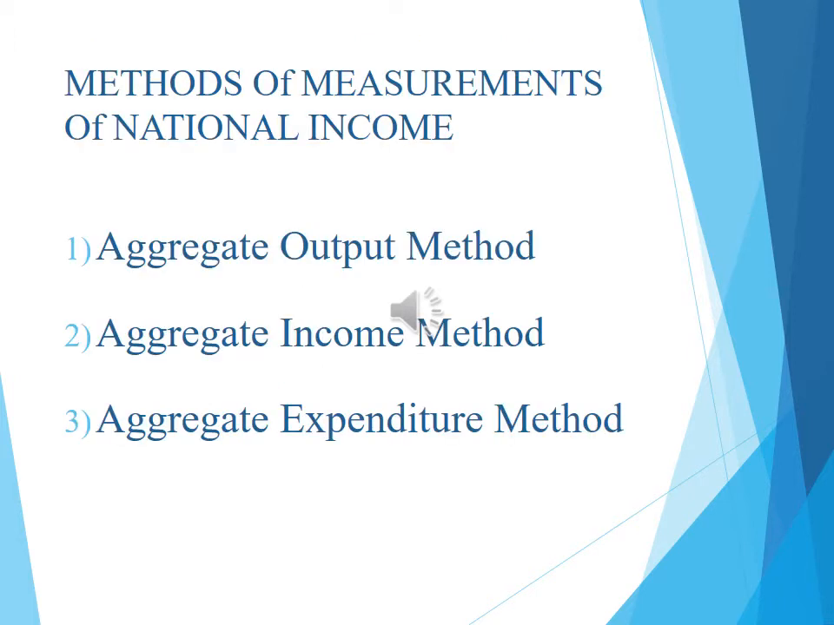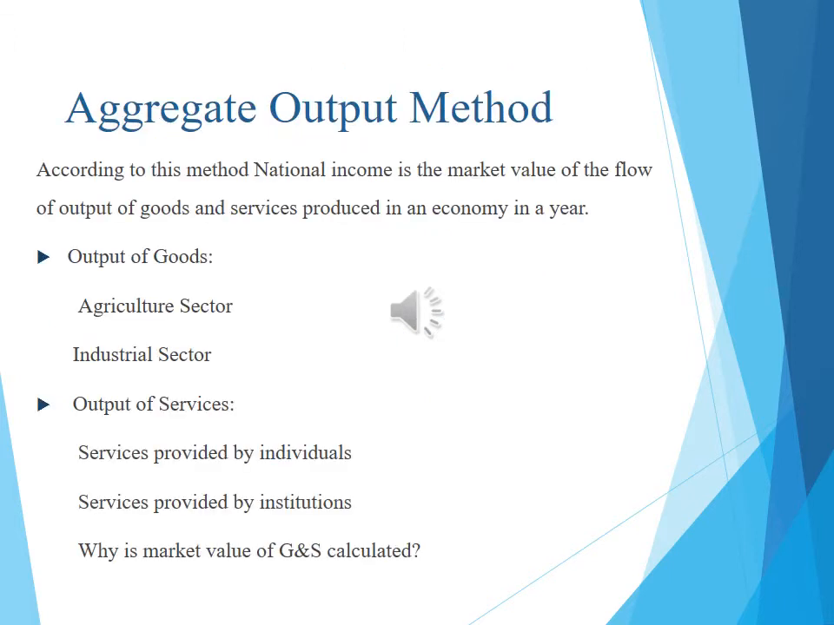So with the background of these three flows of national income, we can conclude that national income can be measured with the help of three methods: aggregate output method, aggregate income method and aggregate expenditure method. The first method is the aggregate output method. According to this method, national income is the market value of the flow of output of goods and services produced in an economy in a year.